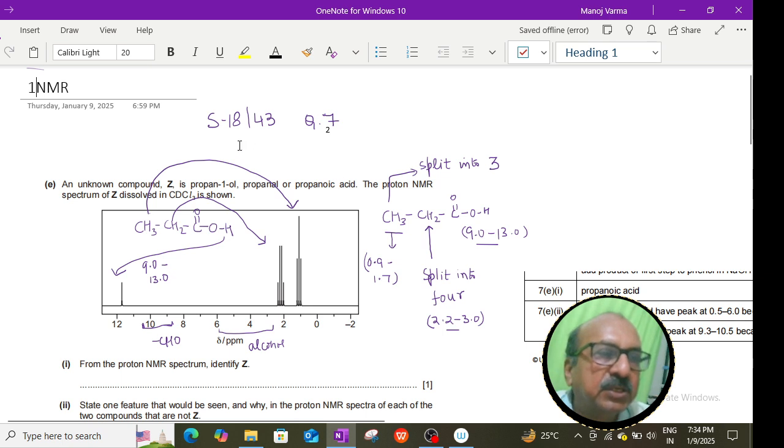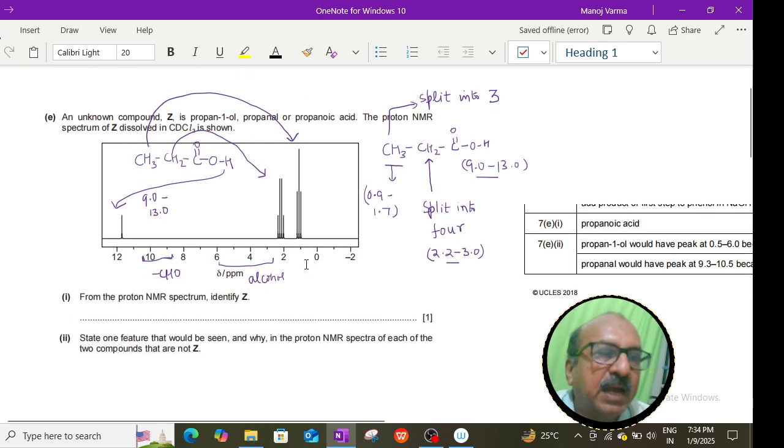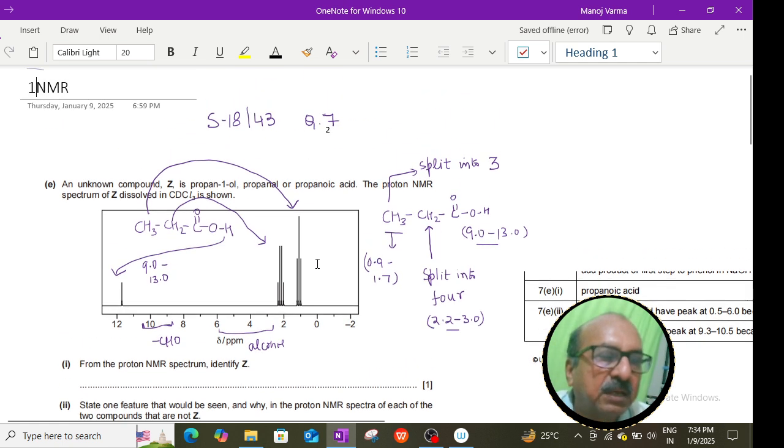For that particular end I have taken a question from the A-level examination, paper code 9701, from the summer 2018 paper, variant number 43, question number 7. So let's dive into the question and then apply our knowledge of spectroscopy and see how we can solve this particular question. I have given a very detailed explanation which you will not find in many places.